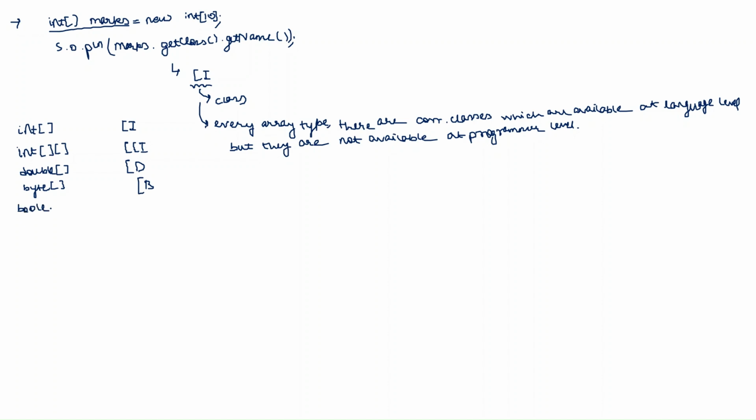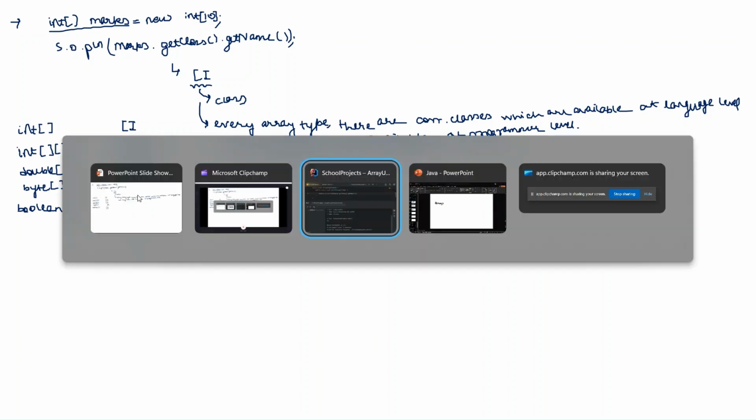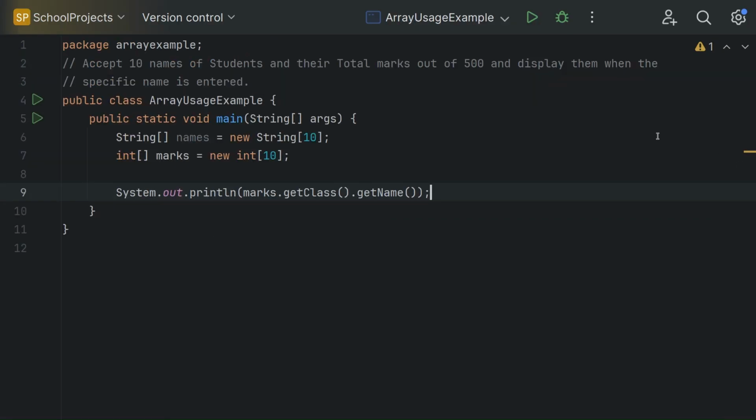Only for the boolean, it is different. It is open bracket and the capital Z. Why? Because B for byte, B for boolean, but capital B is already used. So in order to avoid any conflict, there is this open bracket and capital Z. So for every type of array, there is a corresponding class name which is available at a language level but is not available at a programmer level. Okay, let's come back to our program and finish it.